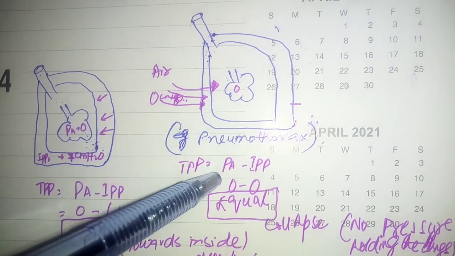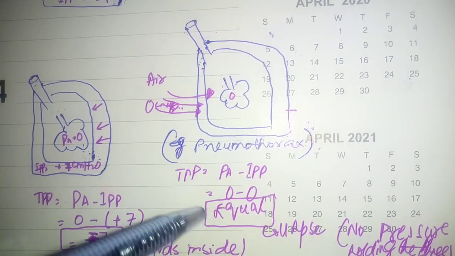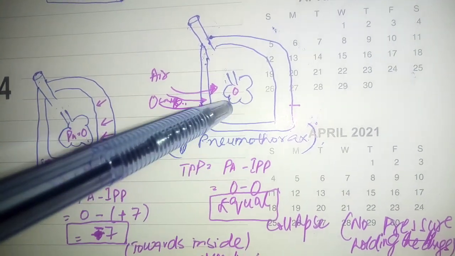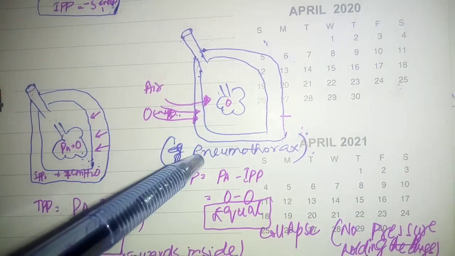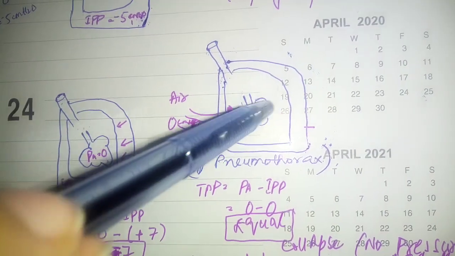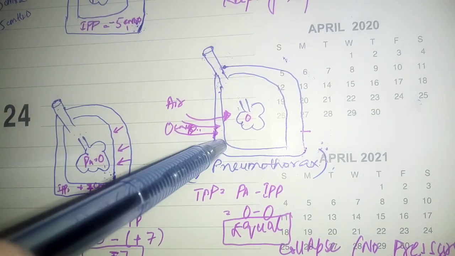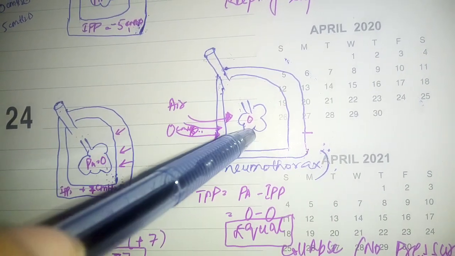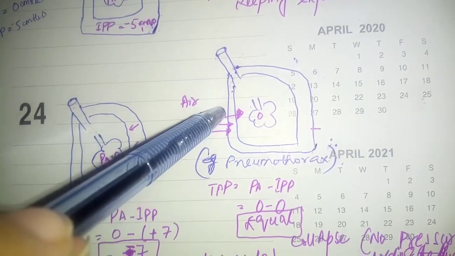Now the transpulmonary pressure is equal to inside 0 minus outside 0. 0 minus 0 is equal. So what will happen? There will be a collapse of the lungs, and that is why this happens in pneumothorax. Because the pressure inside the alveoli is equal to the pressure outside, that is intrapleural, there is no force that is holding the lungs, and that's why there will be the collapse.